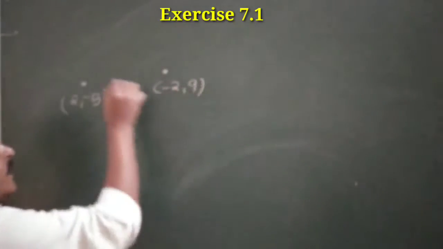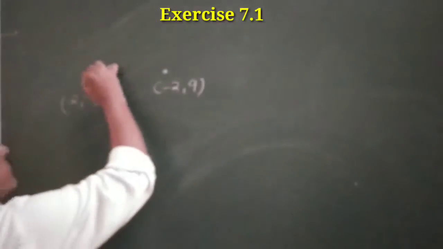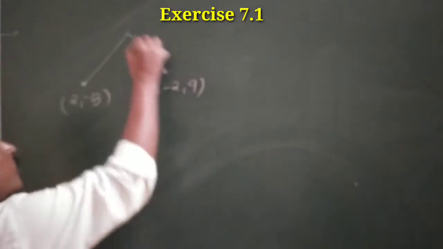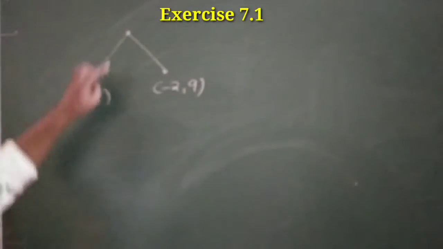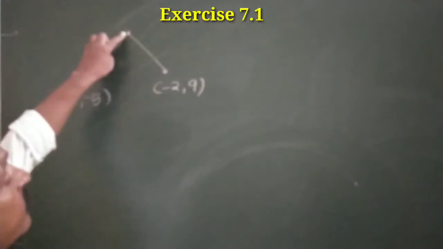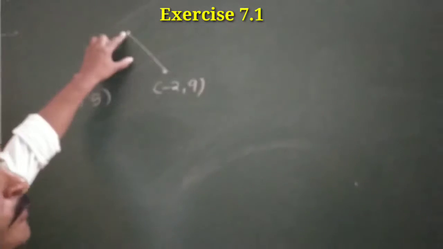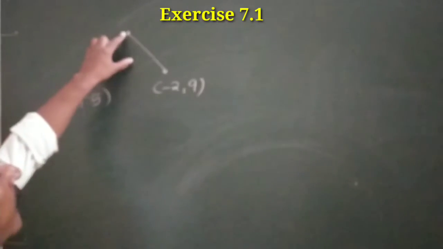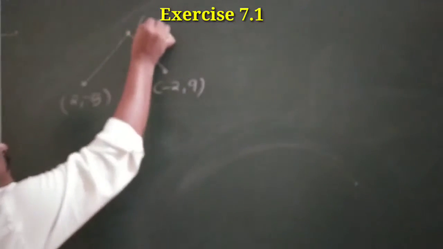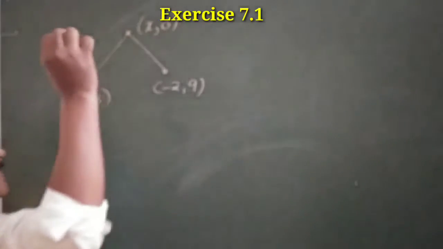It means two points are given. One point is (2, -5). The second point is (-2, 9). Both these points are at equal distance from a point which is on the x-axis. This point is on the x-axis, so it has a value of x, but its value of y is 0. It means the coordinates of this point will be (x, 0).